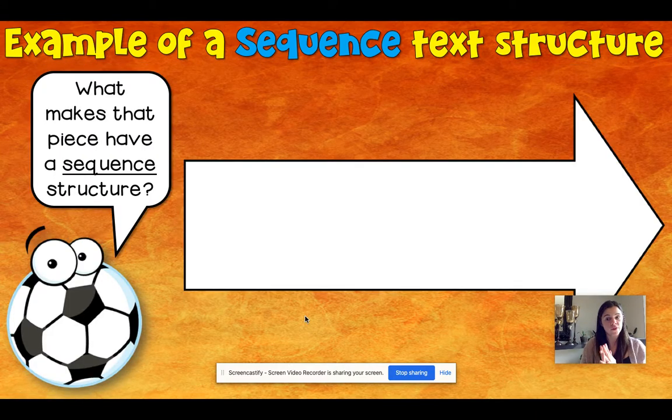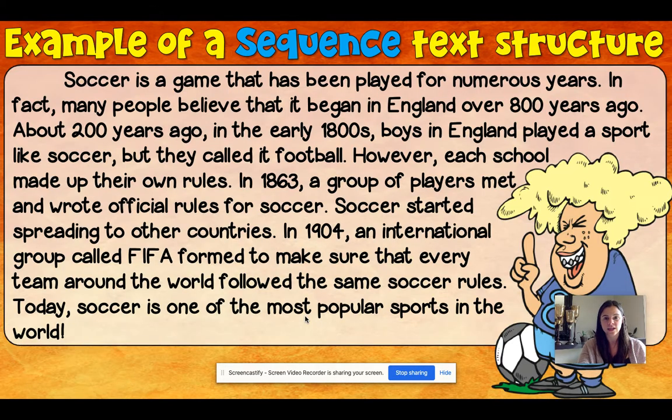All right, we're going to move on. So if you did not pause it, please go back and read that. So what makes that piece have a sequence structure? Was it steps, saying first, then, next, or are there dates in there? Think, was it steps or are there dates? And is it referring to time? Hope you said dates, because you are correct.